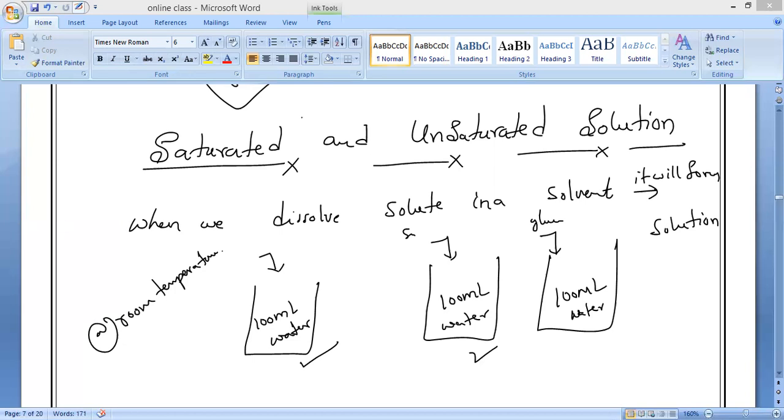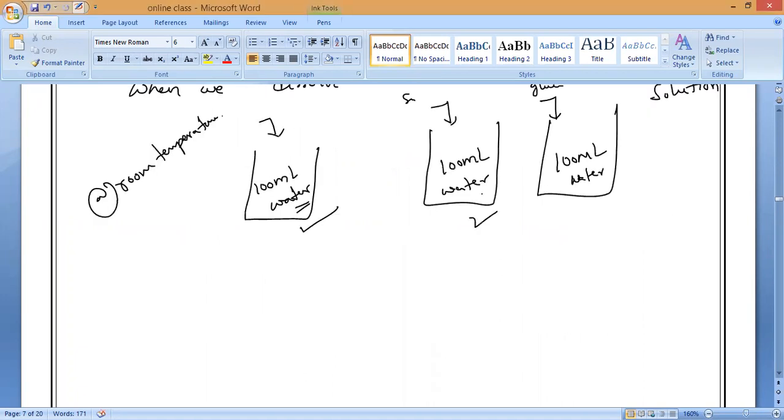So a particular solution may contain less dissolved solute, or another solution may contain more solute in it. So we can prepare many salt solutions of different concentrations by dissolving different amounts of salt in the same quantity of water. For example, everybody is given 100 ml of water. Now, Mitakshri will dissolve 10 grams of sugar. Next, Harini will dissolve 20 grams of sugar. Neha will dissolve 30 grams of sugar.